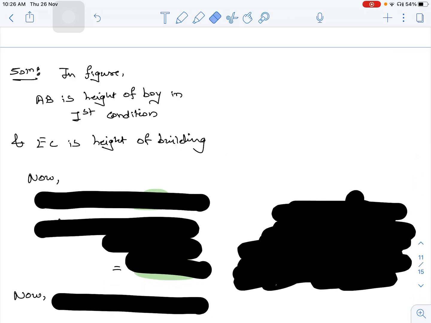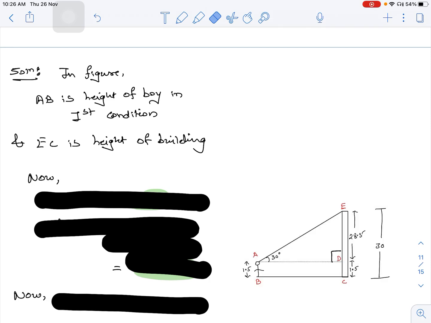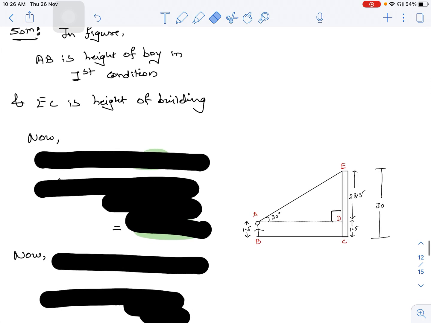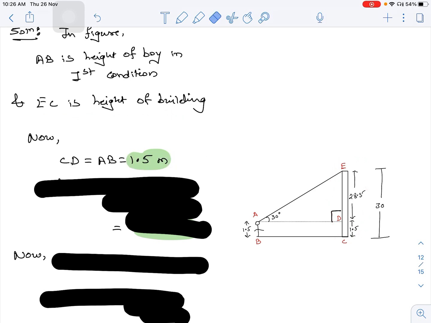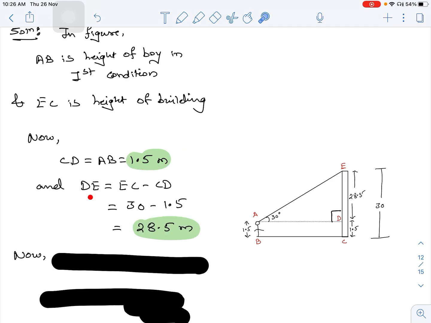So here we have our figure also. In the figure, AB is the height of the boy, as we have represented here in the first condition, and EC is the height of the building. This EC is the height of the building. Now this CD is equal to AB, which is equal to 1.5 meters, and this DE, that is this much part.